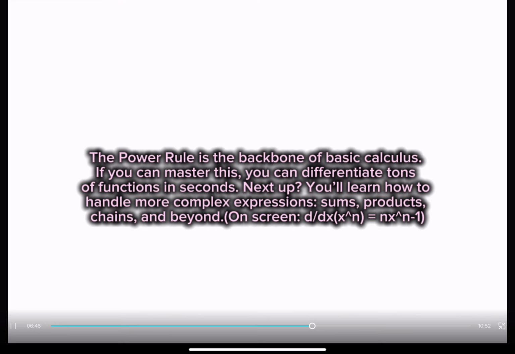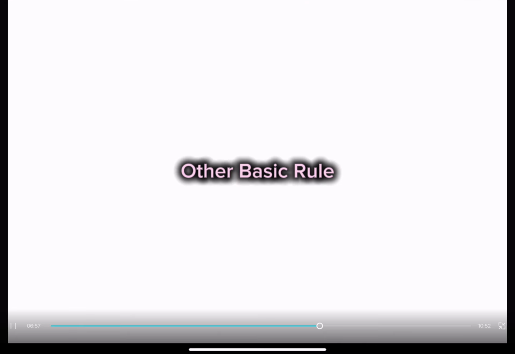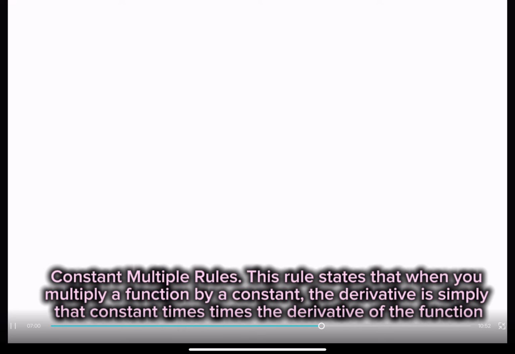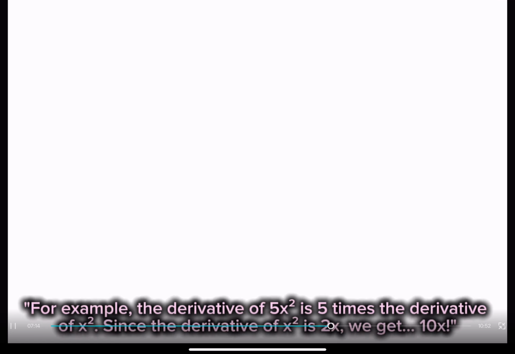As seen on screen, again, d over dx of x to the power of n is equal to n x to the power of n minus 1. Another basic rule: the constant multiple rule. This rule states that when you multiply a function by a constant, the derivative is simply that constant times the derivative of the function. For example, the derivative of 5x squared is 5 times the derivative of x squared. Since the derivative of x squared is 2x, we get 10x.